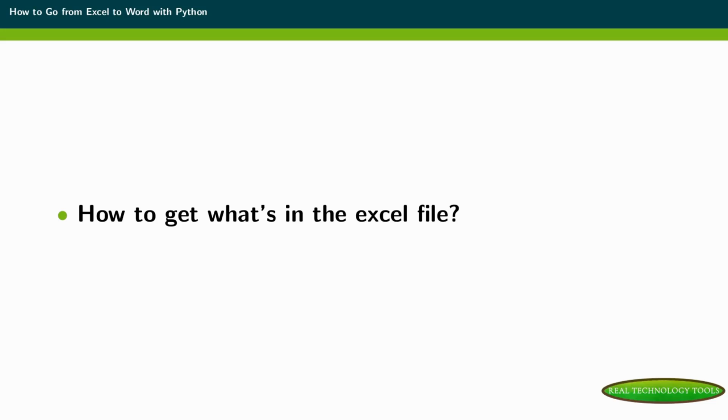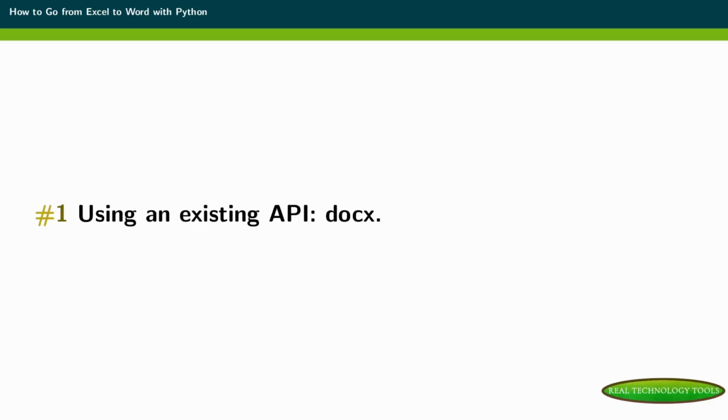What does that mean? That means if you have questions about it, you'll have answers with a quick online research. Now let's move on to the Microsoft Word API. You have two easy options to do that. The first one is using an existing API. For example, docx works really well.